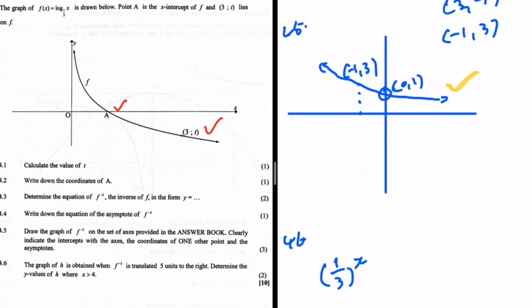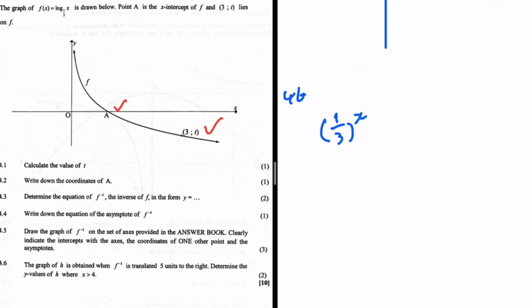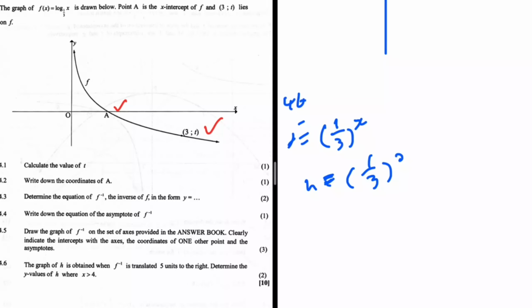So when we move 5 units to the left, we actually subtract from x. So f inverse is equal to that, so h is actually equal to 1 over 3 to the x minus 5. So the values of y where x is greater than 4.